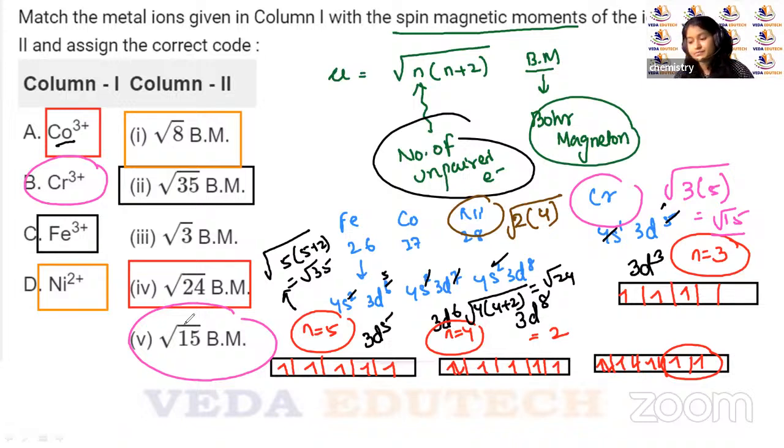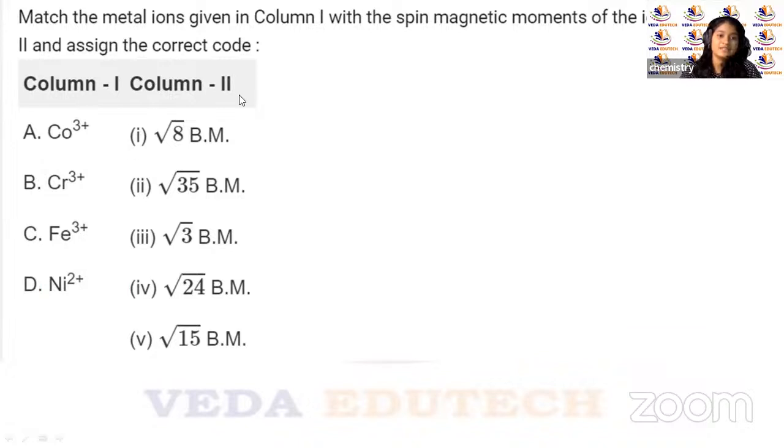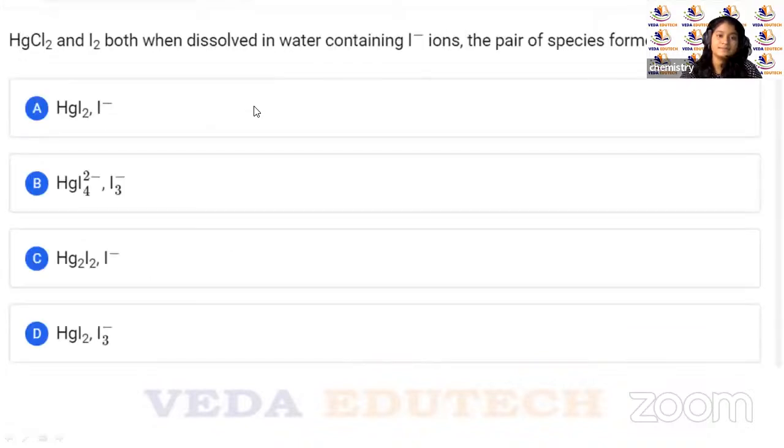Okay, so can we say we got everything? Yes, all the things we got here. You understood how to find out the spin magnetic moment. Moving on to the next question. Next question on your screen, and try.